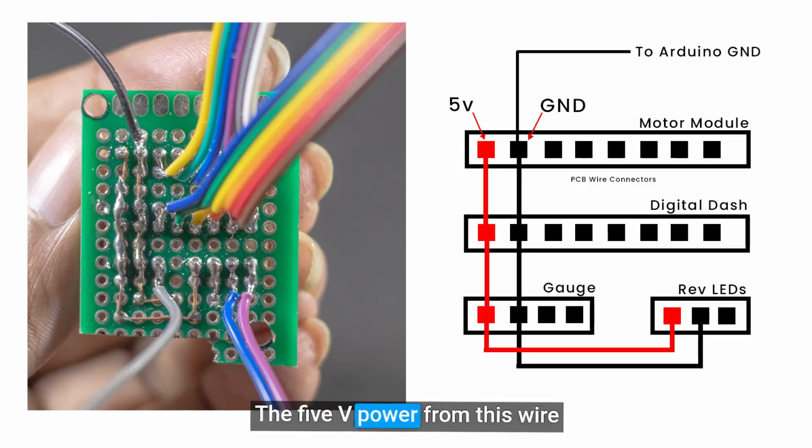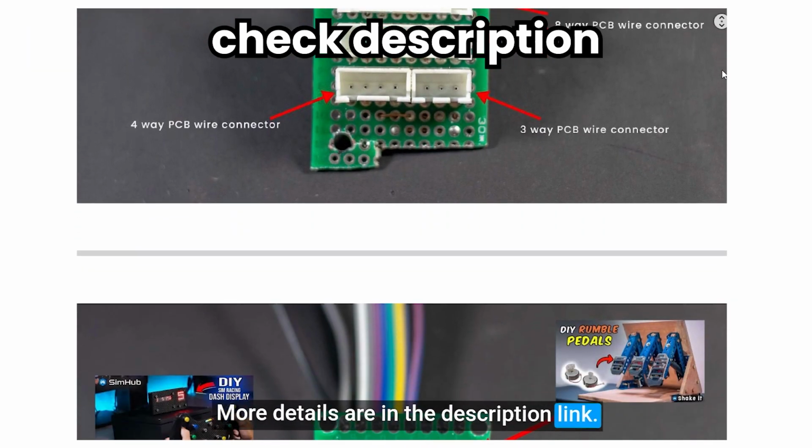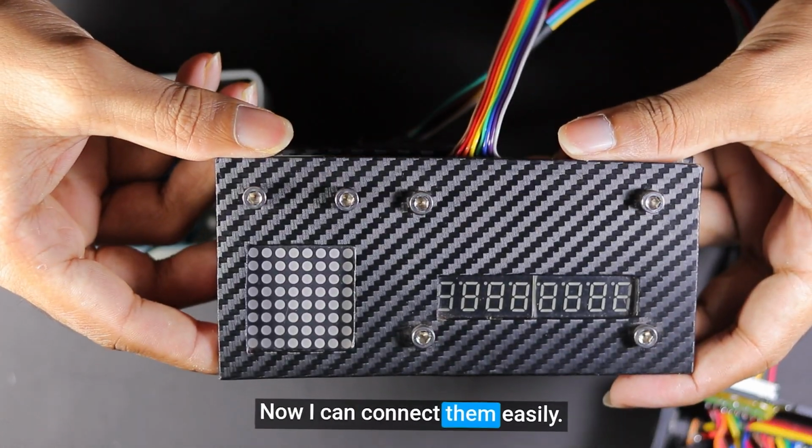The 5V power from this wire harness is connected in parallel to other devices in this circuit. More details are in the description link. Don't worry if you are using only this RPM LED, you don't need this. You can connect it directly like this. Now I can connect them easily.